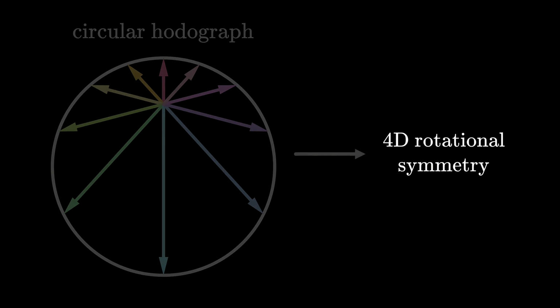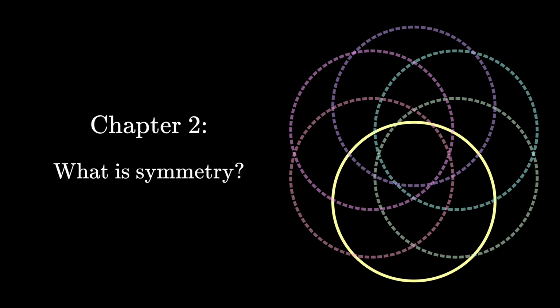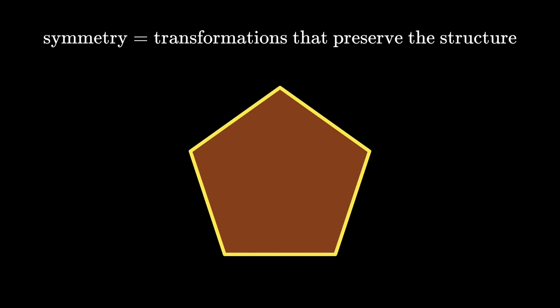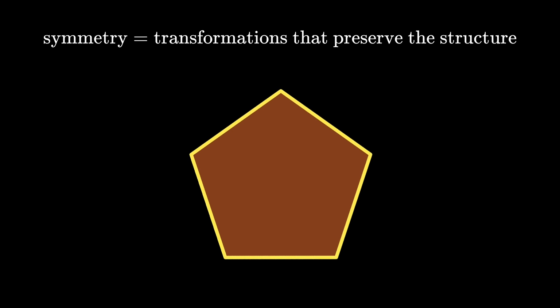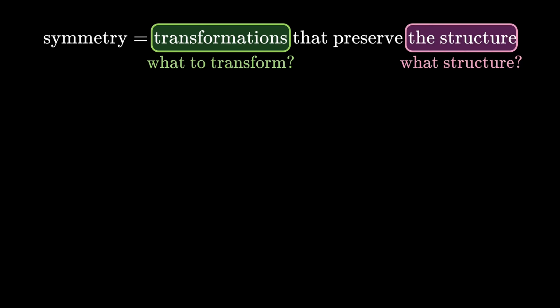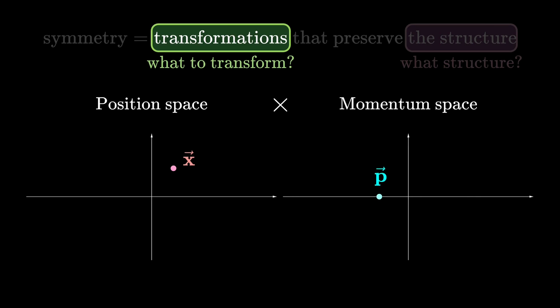Before we link it to a 4D symmetry, we first have to answer what symmetry means in this context. Generally, symmetry refers to transformations that preserve certain structure. Like this pentagon, whether it is reflection or rotation, these are transformations that leave the shape unchanged. In the Newtonian gravity context, we should define what to transform and what structure we want to preserve to count as symmetry. For this video, we consider transformations that act on position and momentum spaces together.